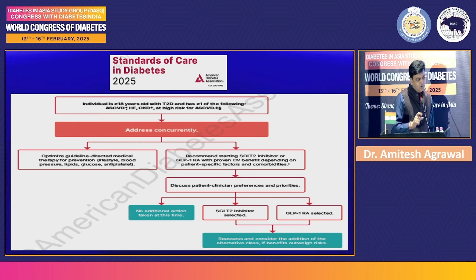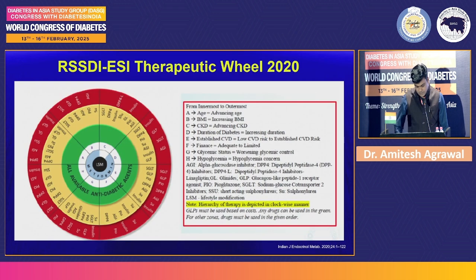Now the point of debate comes when we say that it should be the sole driver. Here is the point of divergence. The difference of opinion starts. Now let us take a look at this RSSDI-ESI therapeutic wheel, which was introduced in 2020. They have considered almost 8 factors, right from age to BMI to CKD, duration of diabetes, established CKD and finances, glycemic control, and status and hypoglycemia.